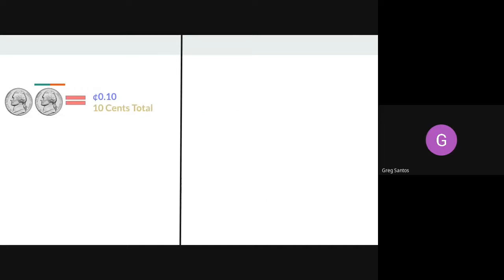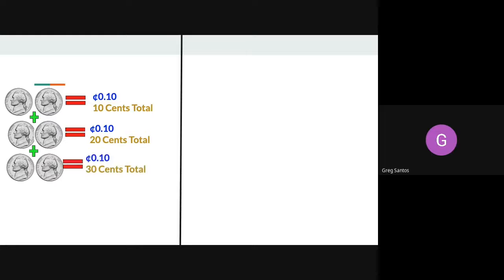All right. So some further practice. We have 2 nickels that equals 10 cents. We're going to add 2 more nickels. We're adding 10 cents, which gives us a total of 20 cents. So we're adding 2 more nickels, which is another 10 cents, which gives us a running total of 30 cents. So that's adding nickels in piles of 2.